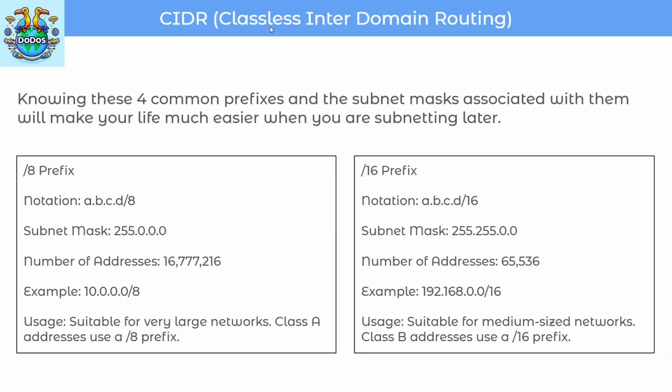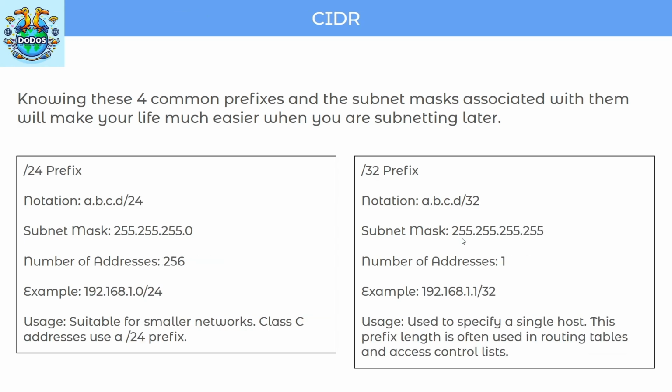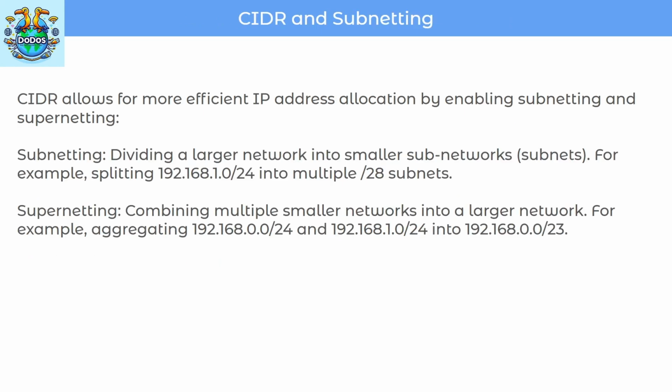CIDR, also known as classless interdomain routing. Knowing these 4 common prefixes and the subnet mask associated with them will make your life much easier when you're subnetting later. So I just told you about this, but for the /8 prefix, the mask is 255.0.0.0. Remember, it's just 8, 16, 24, 32. So 255, 255, 255, and in this case 255. Number of addresses, 16,777,216, used for large networks. And we can just cover through these. Pause the video if you want to see, but this is just simple. And that is it. CIDR and subnetting.